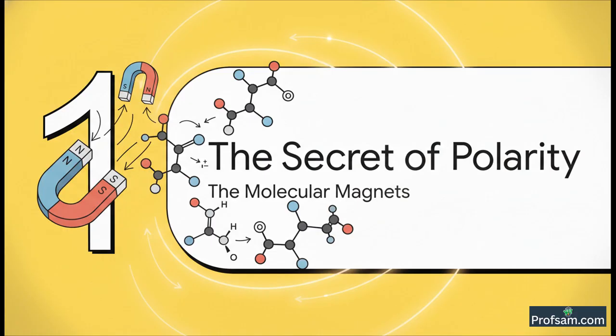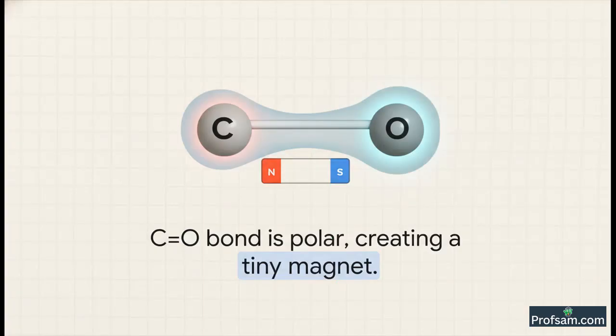It actually comes down to one simple idea: polarity. You can think of these molecules as having their own little magnetic fields. At the simplest level, it all starts with the carbonyl group. That is the carbon-oxygen double bond, C=O. Now, this bond is polar. Oxygen is more electronegative, meaning it pulls the shared electrons more strongly towards itself. This pull creates a small separation of charge, turning every single molecule into a tiny magnet.